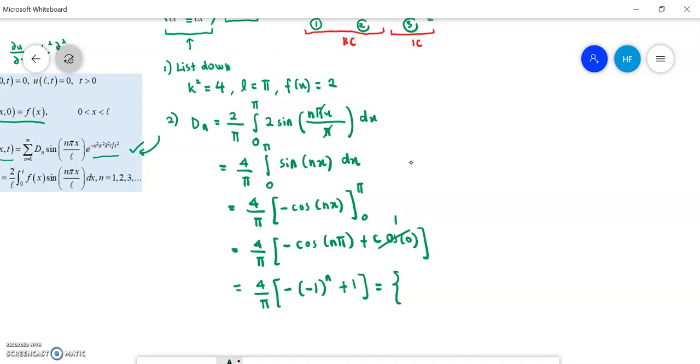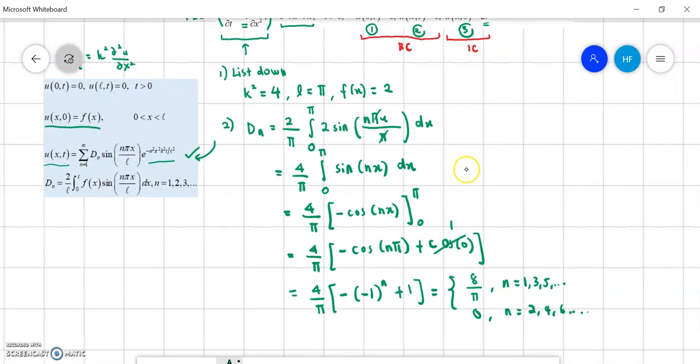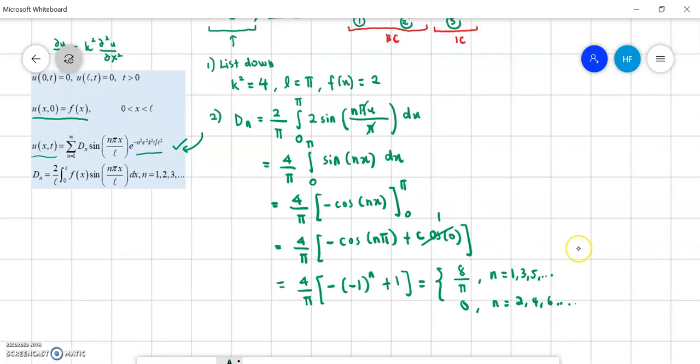So 2 times 4 we get 8 over pi when n is equal to 1, 3, 5 and all odd numbers. And when n is equal to 2 or even numbers, we get negative 1 plus 1, which is 0, for n equal to 2, 4, and so on. Now we can proceed by substituting T_n into this equation.